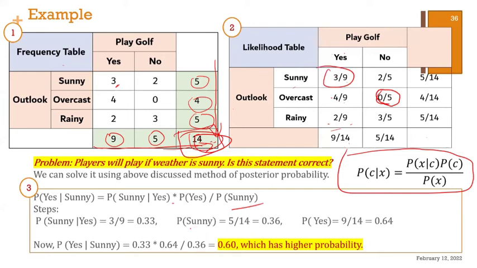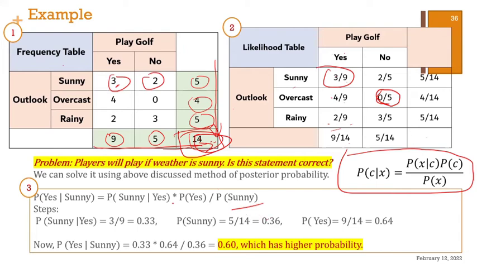Then the probability of sunny itself is what? You have to look at how many sunny cases you have out of 14. We have 5 cases of sunny, because that is 2, 3, and 2. So add it together, divided by 14. Then you're going to have it.